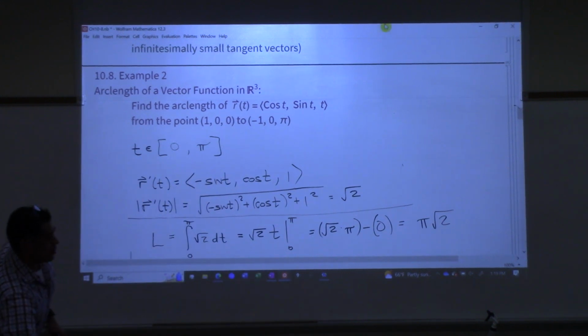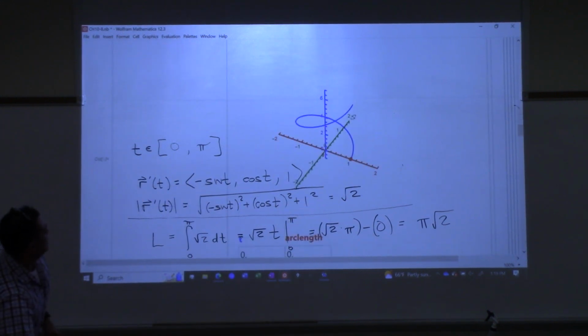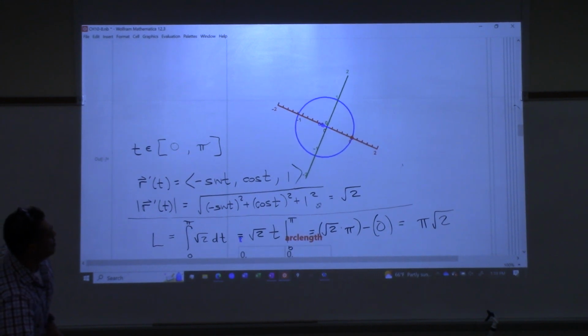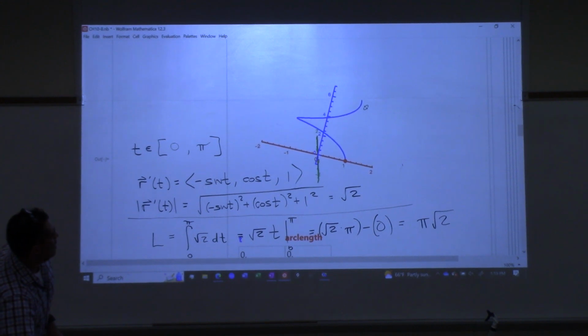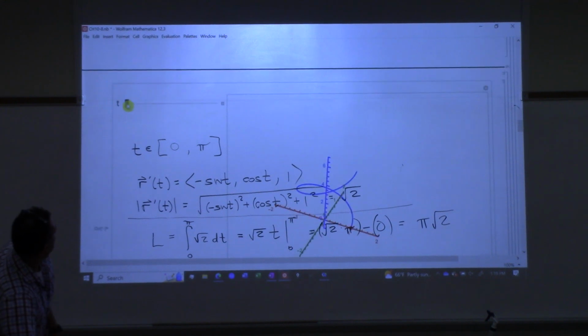I'll show you the picture. I think I have a picture. Yeah, that's it right there. There's the spiral. You can see looking from the top, it's trying to draw a circle. But if you look at it from the side, it's linear, right? It's a linear growth. And so all we've done right now is we've measured that length right there.